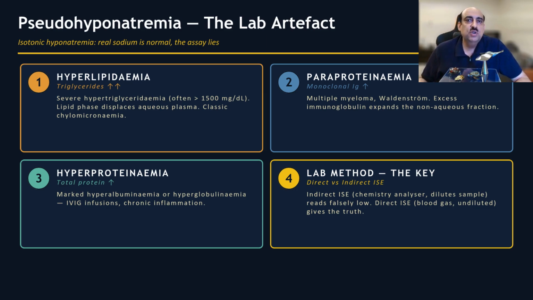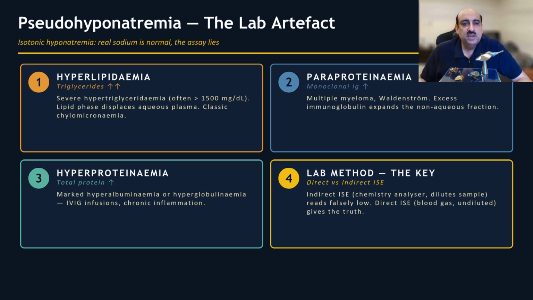Pseudohyponatremia is an isotonic hyponatremia, and it's not a true reading, it's a lab artifact. The 3 main conditions causing it are severe hypertriglyceridemia due to high chylomicron levels, paraproteinemia due to multiple myeloma or Waldenstrom's macroglobulinemia, and also hyperproteinemia due to any reason which raises the albumin or globulin levels.